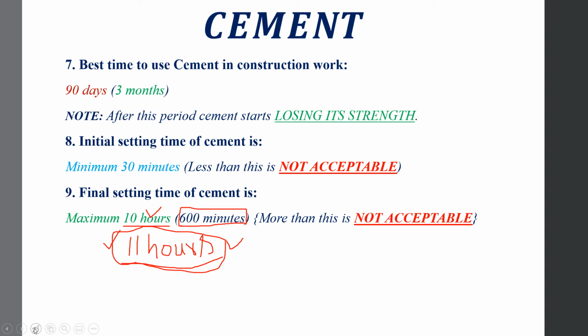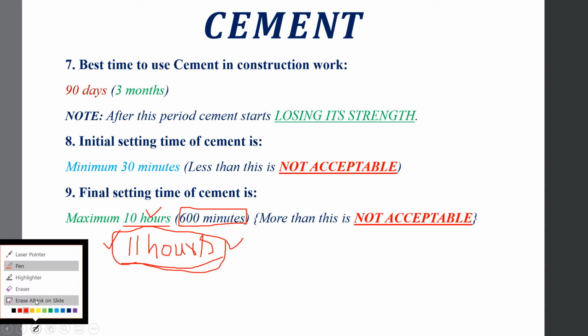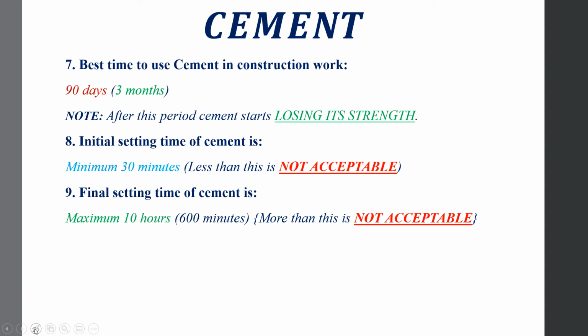So keep in mind the initial setting time of cement is 30 minutes minimum. It means that you must gain an initial setting time of cement of more than 30 minutes, or minimum 30 minutes. For final setting time of cement, you must obtain a maximum of 10 hours. You may obtain less than 10 hours or less than 600 minutes. More than this value is not acceptable.